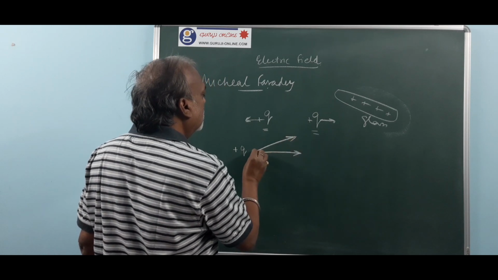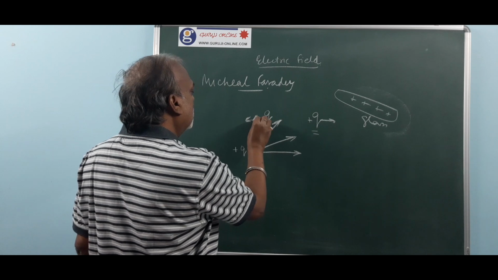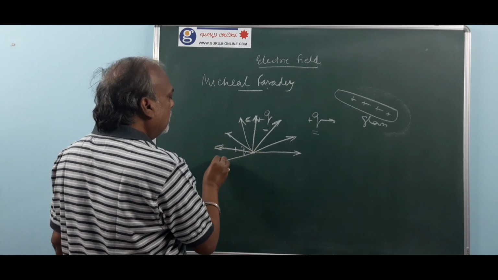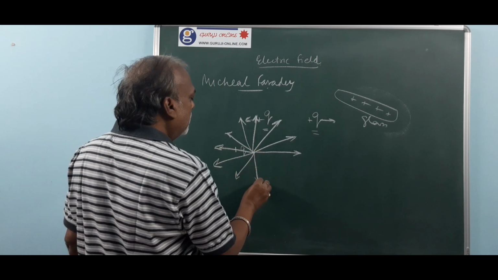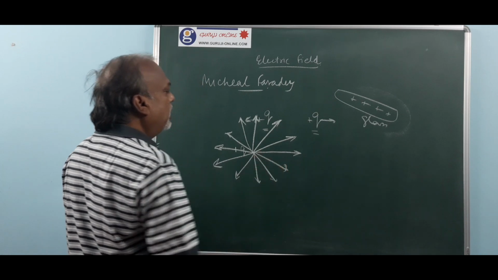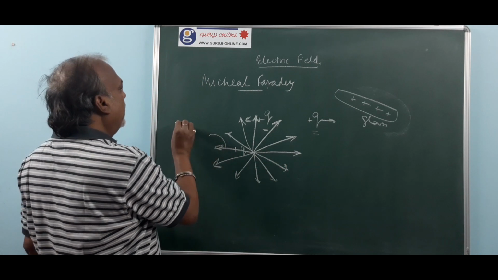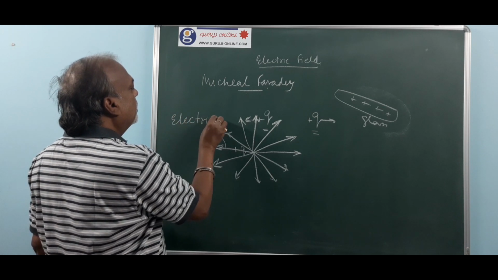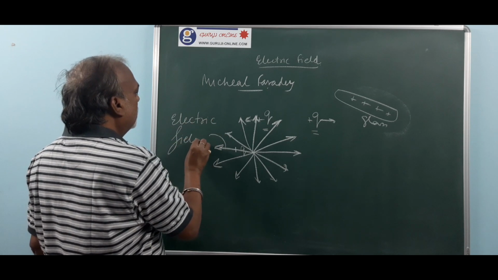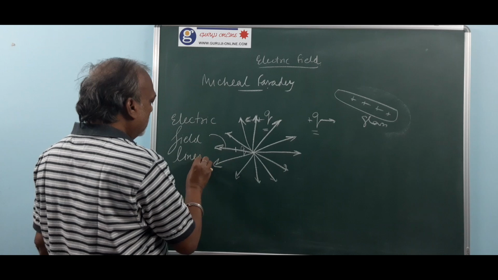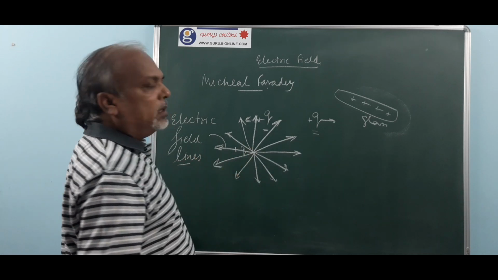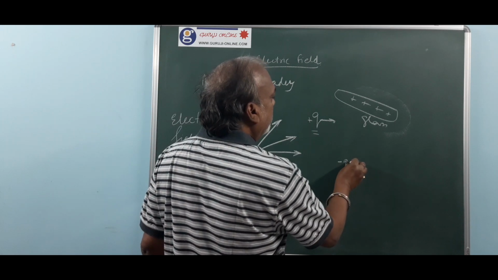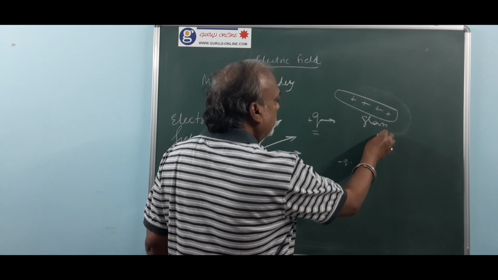And this goes like this. Correct? These are called electric field lines. This is the electric field lines due to a positive charge. Suppose a negative charge is there, naturally lines will be like this.